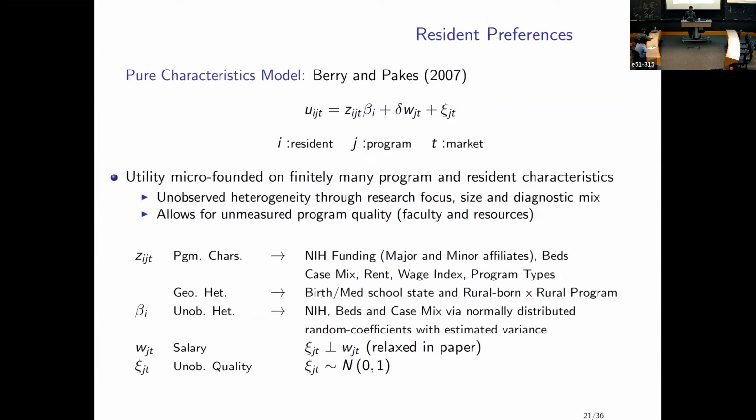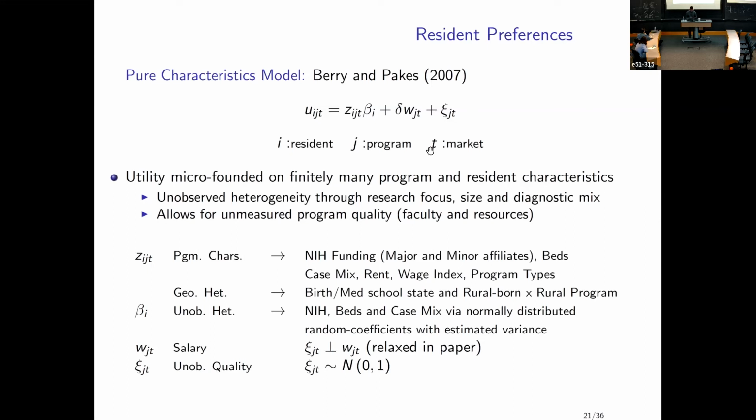Okay, residence preferences are going to be based on the Berry and Pakes pure characteristics model. So U_ijt will be some observed characteristics, Z_ijt times beta_i, plus delta times the salary, the wage W_jt, plus xi_jt. In the paper, we will allow xi_jt to be correlated with W. So there'll be an endogeneity problem, and we'll solve that using a control function approach and an instrument. In the interest of time, I'm not going to discuss that.